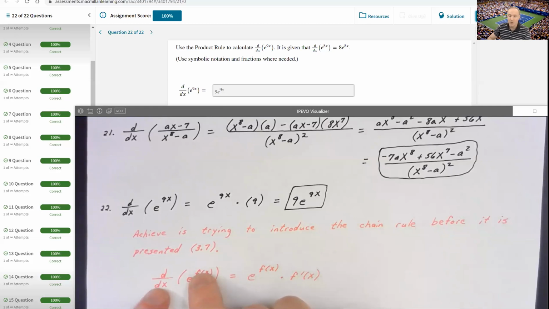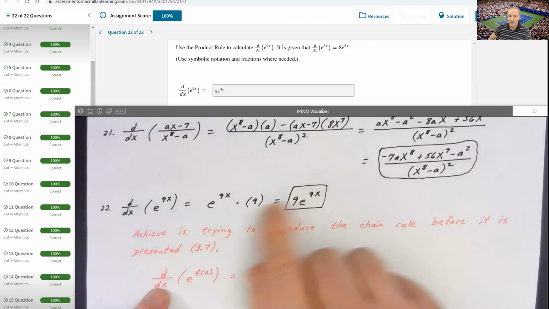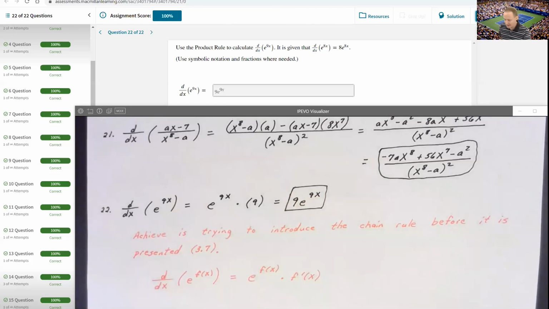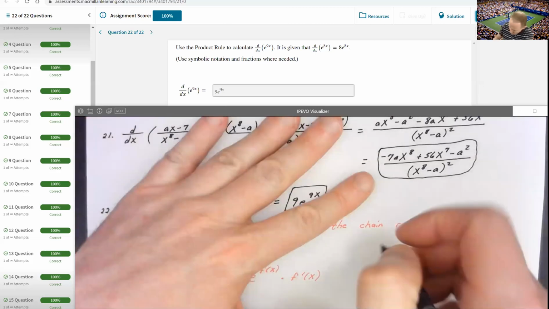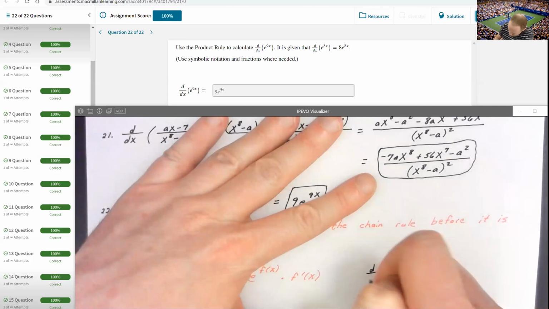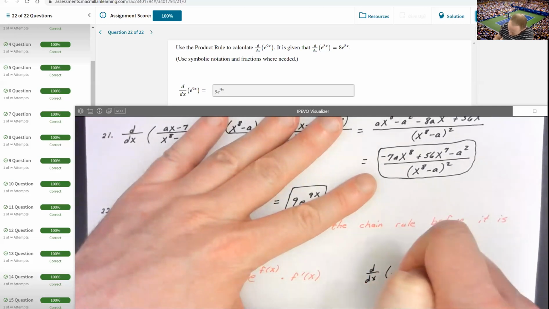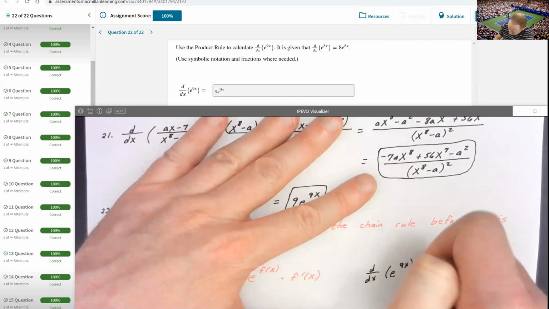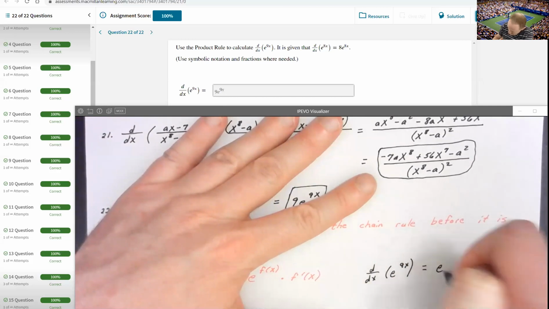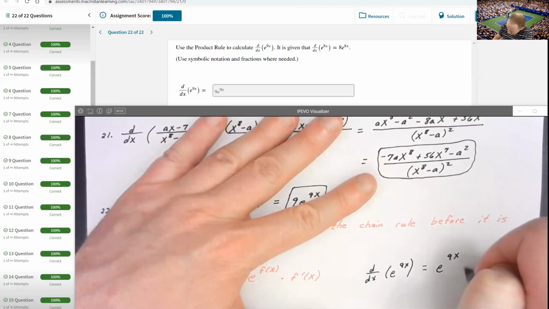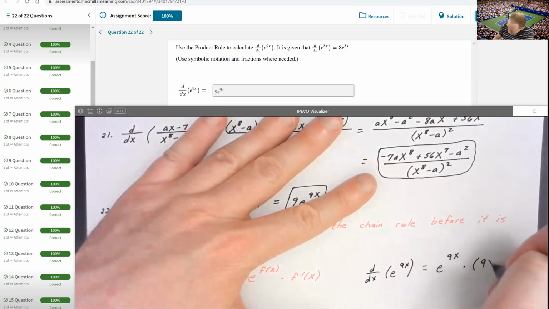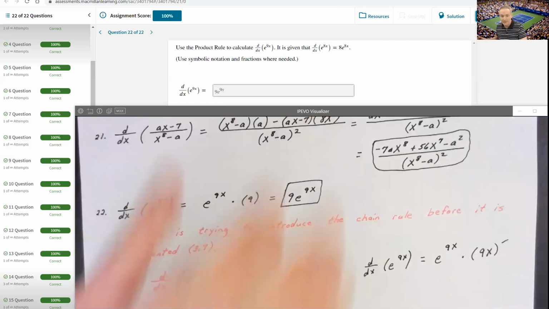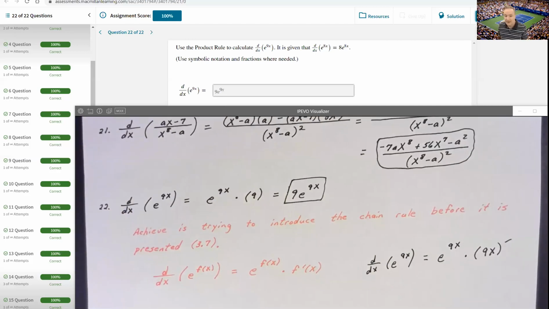So you'd say, oh, okay. So in this problem, if I have e to the 9x, then I would say, well, then the derivative with respect to x of e to the 9x is e to the 9x times the derivative of 9x. And you can say, well, the derivative of 9x is 9, which is where I'm getting this from up here. And you can just say, okay, then your final answer is 9e to the 9x.